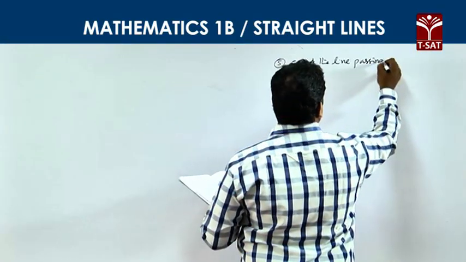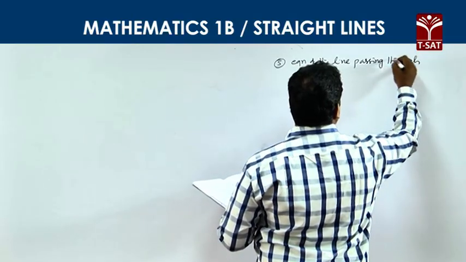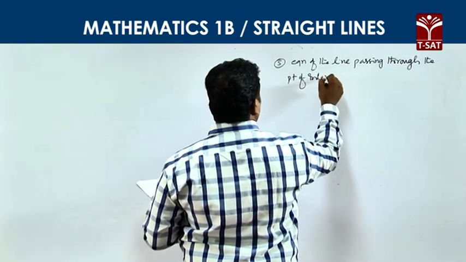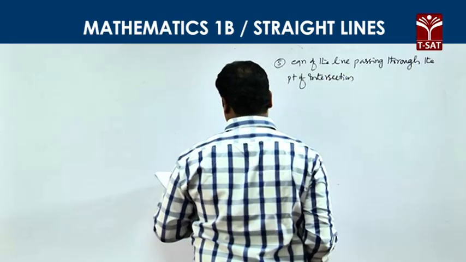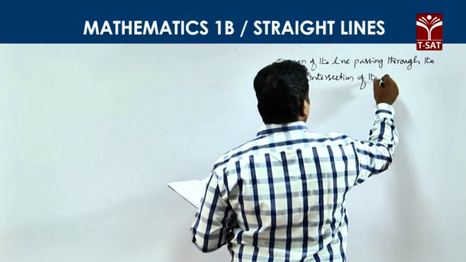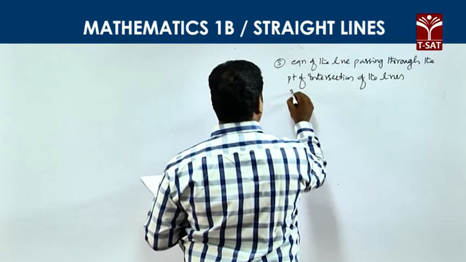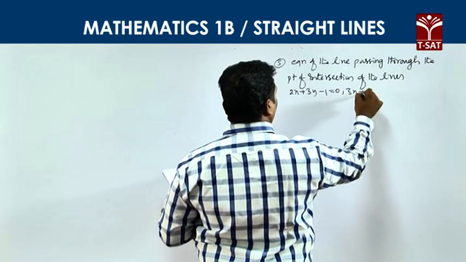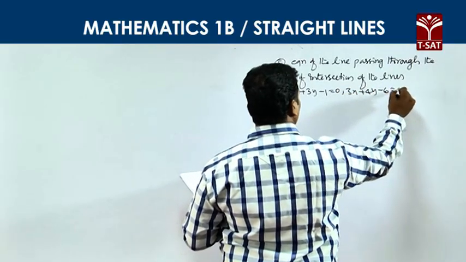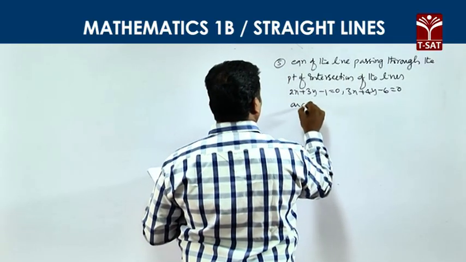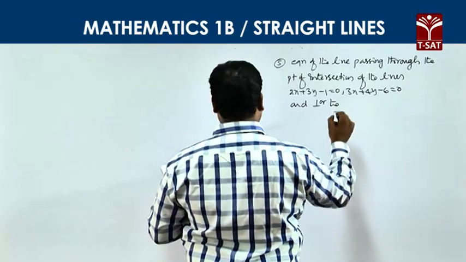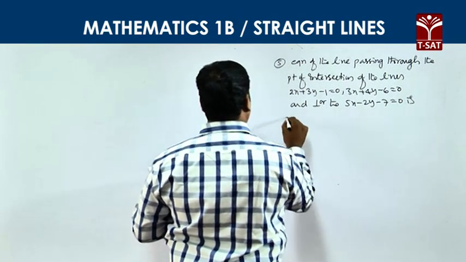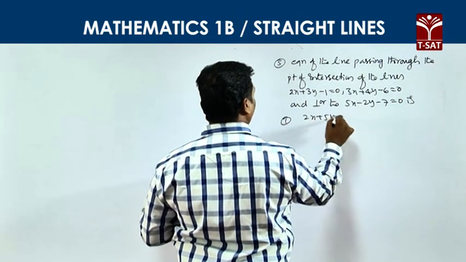Okay, next problem, fifth one. Equation of the line passing through the point of intersection of the lines 2x plus 3y minus 1 equal to 0, 3x plus 4y minus 6 equal to 0, and perpendicular to 5x minus 2y minus 7 equal to 0 is. Options: 2x plus 5y minus 19 equal to 0.